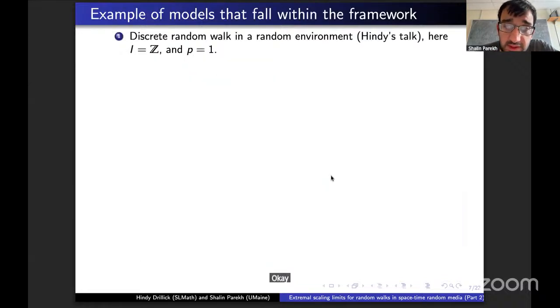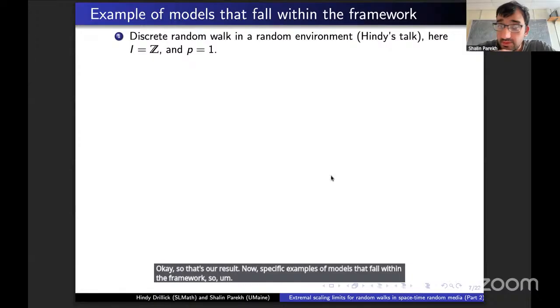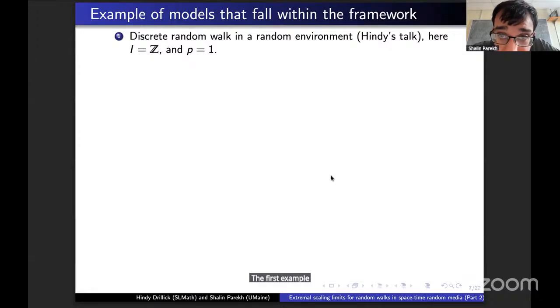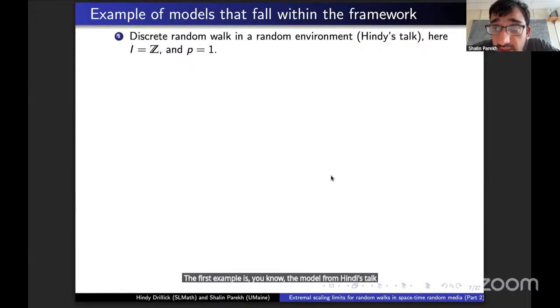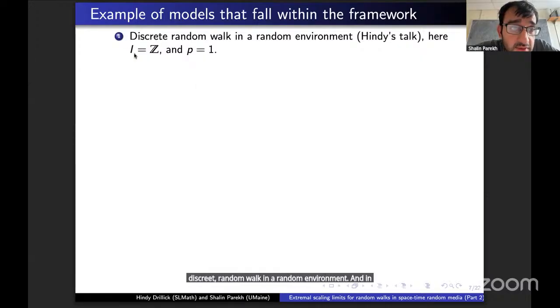Okay, so that's our result. Now, specific examples of models that fall within the framework. The first example is the model from Hindy's talk, the nearest neighbor discrete random walk in a random environment. In this case, you would choose I to be the integers, and then your value of P would be 1, because your transition kernels don't have any deterministic moments. I mean, the 0th moment is deterministic because they are probability measures, but the first moment is already random.